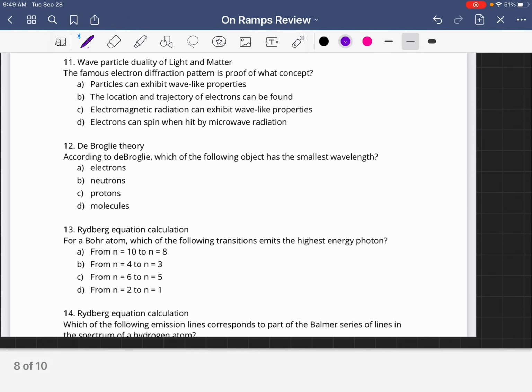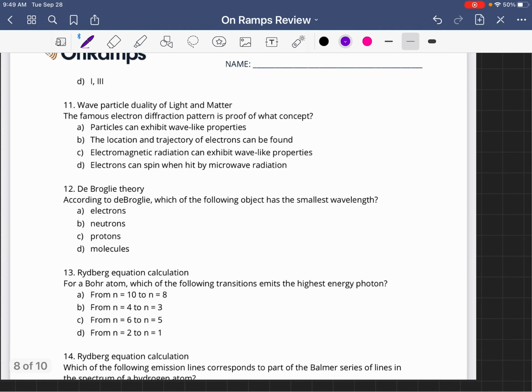Okay, 11, 12, and 13. So we're going to have one question on the wave properties of light and matter, one question on de Broglie theory, and then 2 questions on Rydberg. Okay, so wave particles of light and matter.